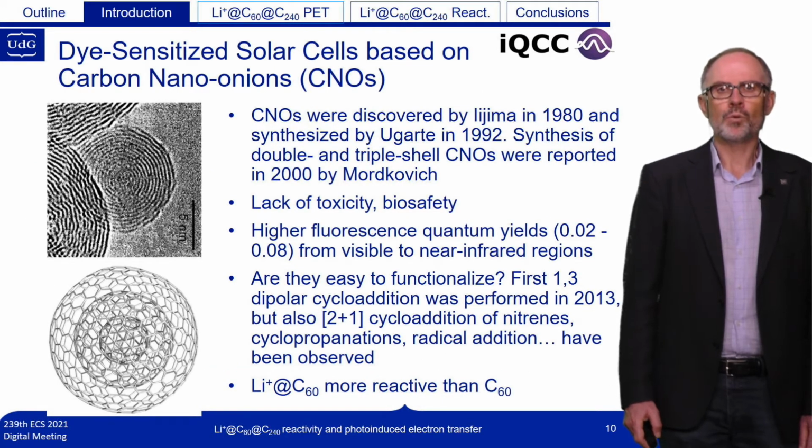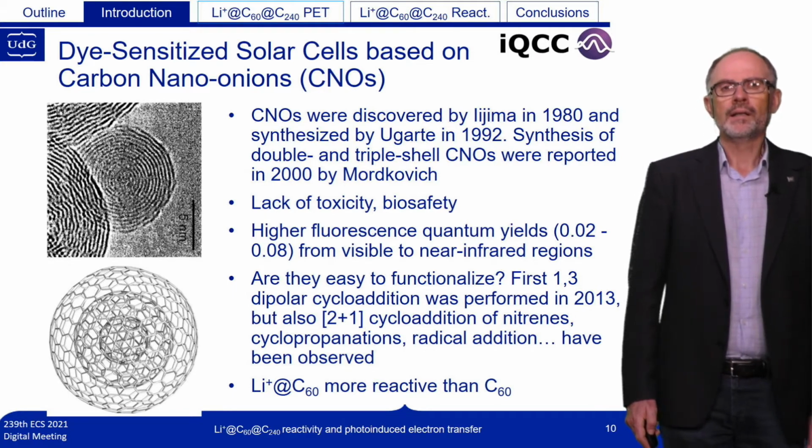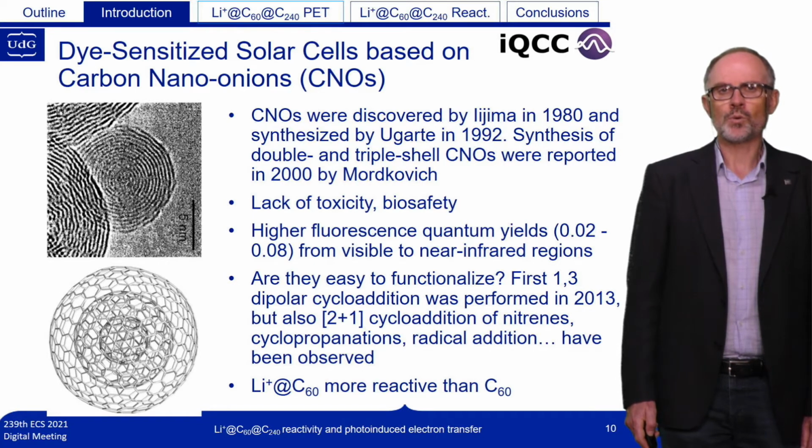Carbon nano-onions were discovered by Iijima in 1980 and synthesized by Ugarte in 1992. Synthesis of double and triple shell carbon nano-onions were reported in 2000 by Mordkovich. Carbon nano-onions have higher fluorescence quantum yields than C60 from visible to near infrared regions, which makes them promising for photovoltaic devices. Functionalization of carbon nano-onions is needed to improve their solubility and to generate donor-acceptor diodes if they have to be used in photovoltaics.